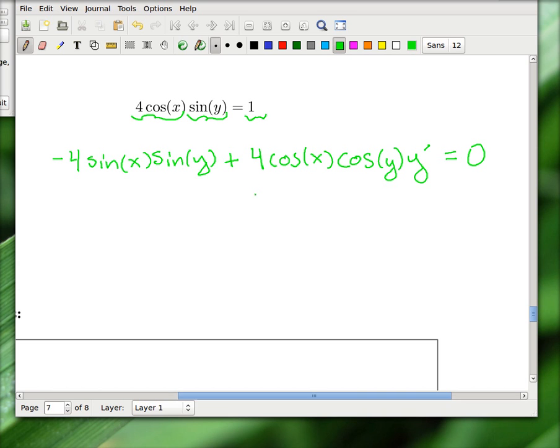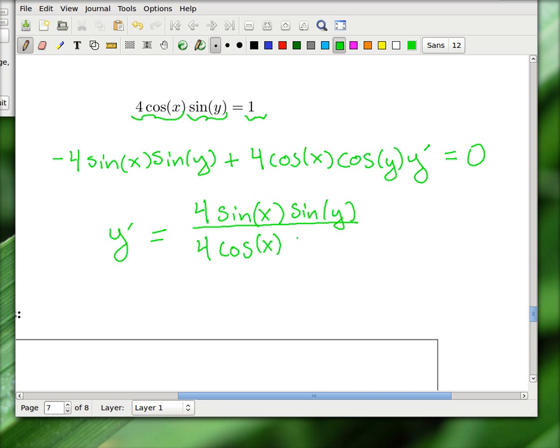Now I just solve for y prime, so you can do it like this. y prime is equal to, so I move this over to the other side, so I have 4 sine x sine y, and now I divide through by that stuff, 4 cosine x cosine y, and this is done. You can see that you can cross off these 4's if you want. A little nicer. So that's it. That's done.